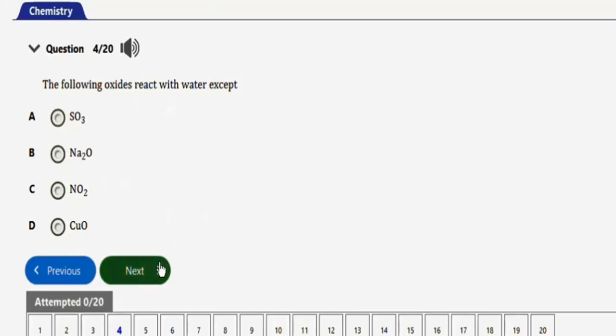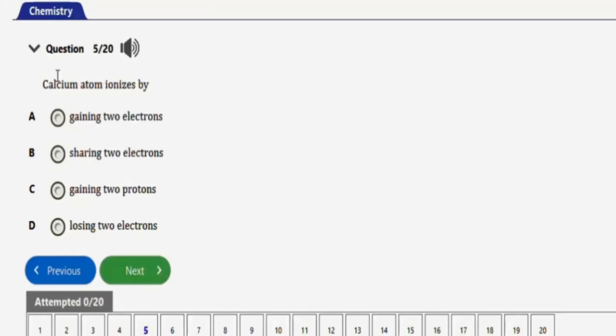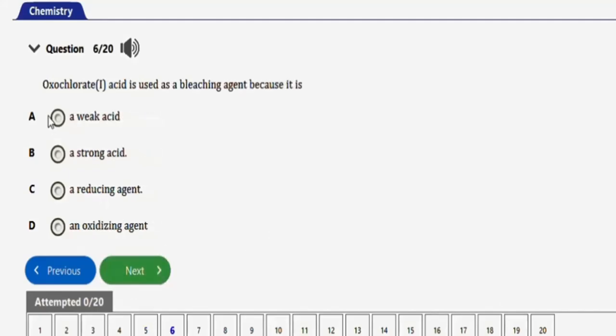Okay, the next question will be this one. It says calcium atom ionizes by gaining 2 electrons, sharing 2 electrons, gaining 2 electrons, losing 2 electrons. Right option is option D, losing 2 electrons. So calcium is a metal. Metals are elements that lose electrons when they take part in a chemical reaction, whereas non-metals gain electrons, metals lose electrons. So next question will be this one. It says chlorate(I) acid is used as a bleaching agent because it is an oxidizing agent. So oxidizing agents have the potential for bleaching.